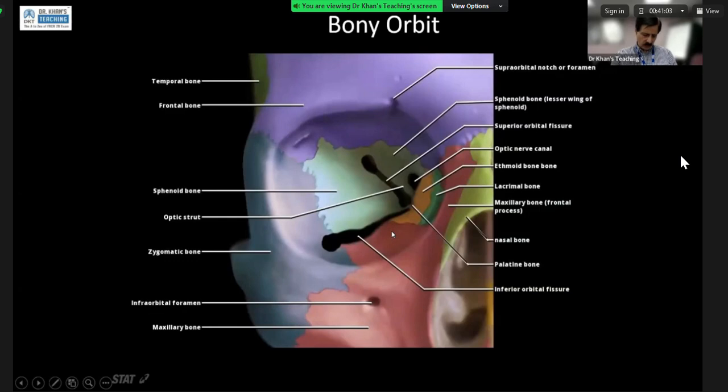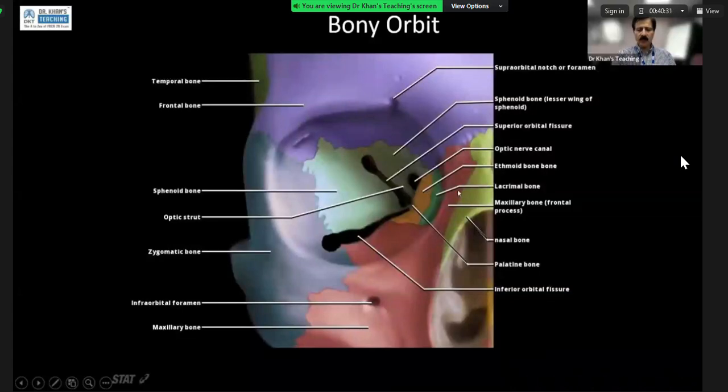From here, we come to the last part for today. Part of the anatomy of the orbit is already covered. It is going to be a consolidation and repetition, and then we will see a few Viva cases. Now, this is the bony anatomy. This is the medial wall. This is the floor. This is the roof, and this is the lateral wall.